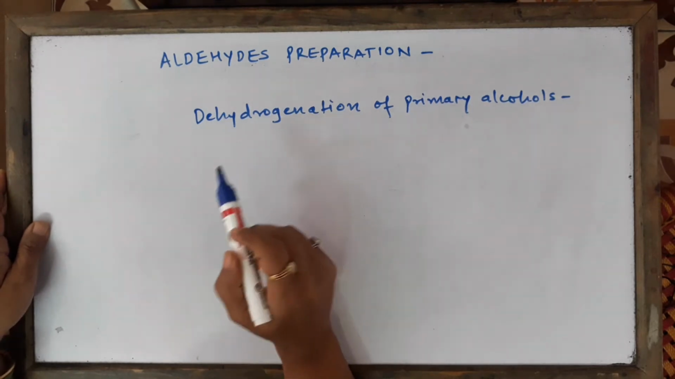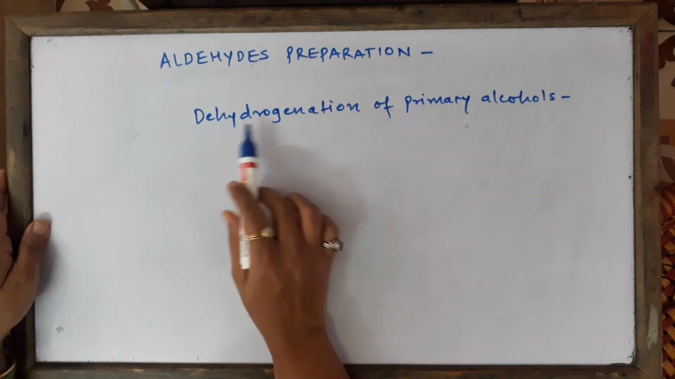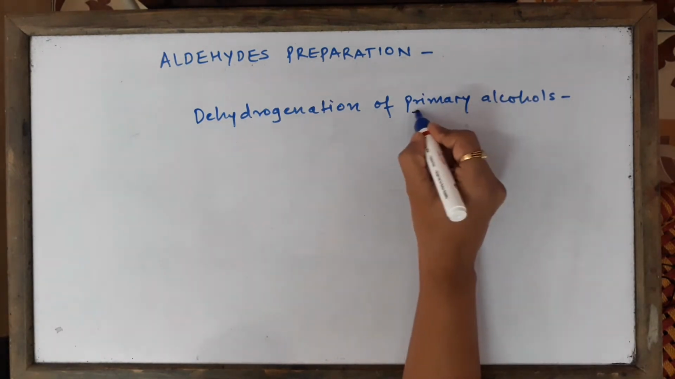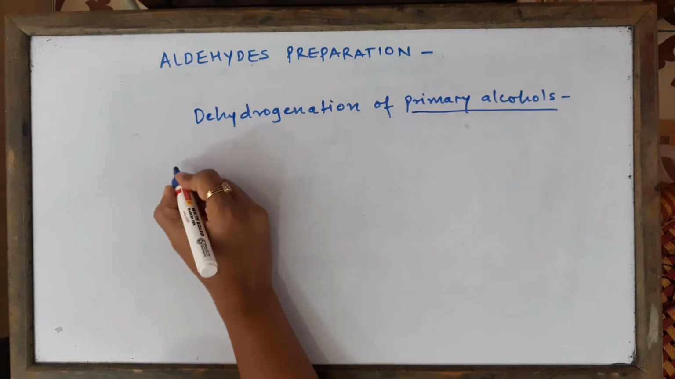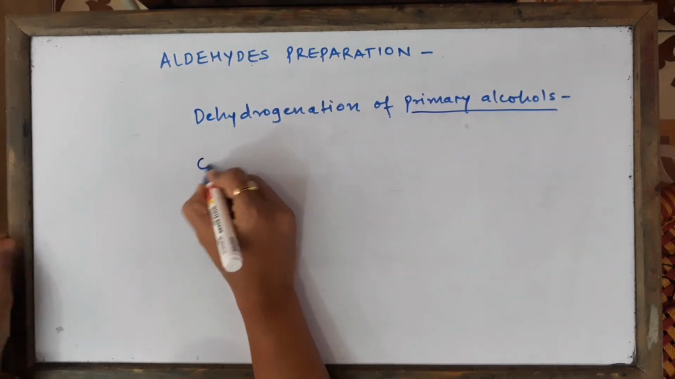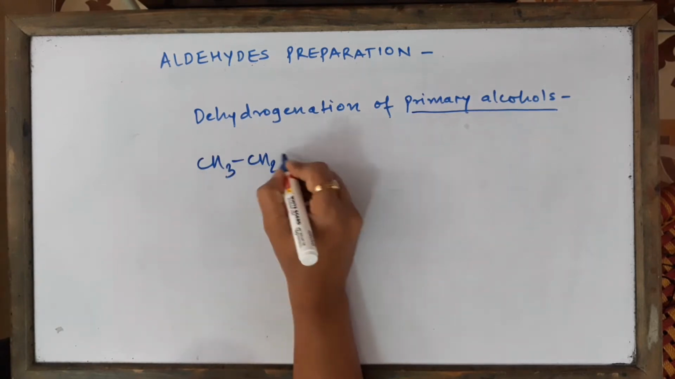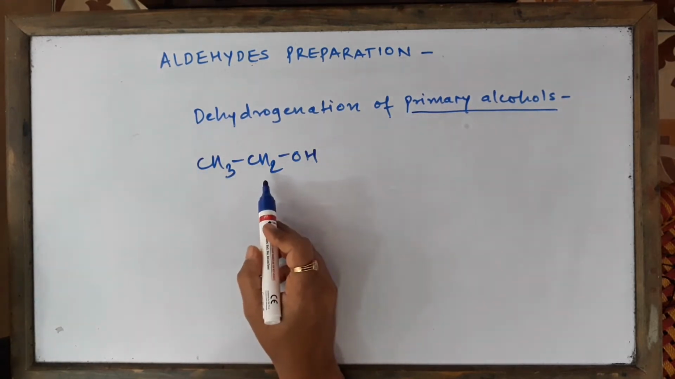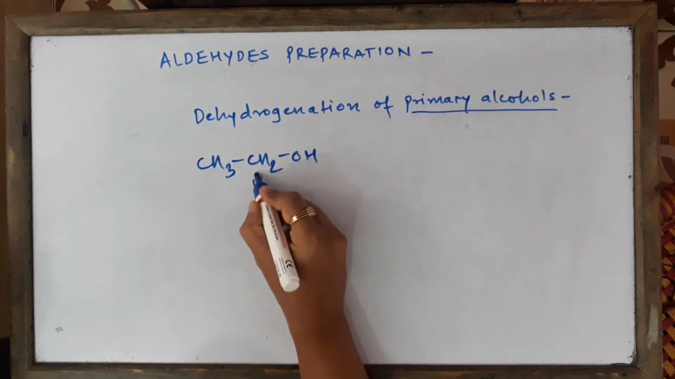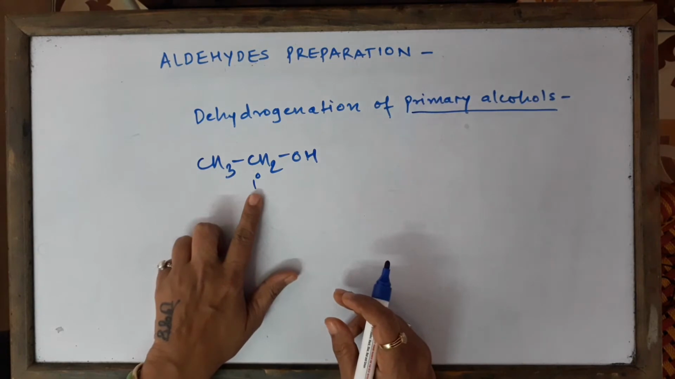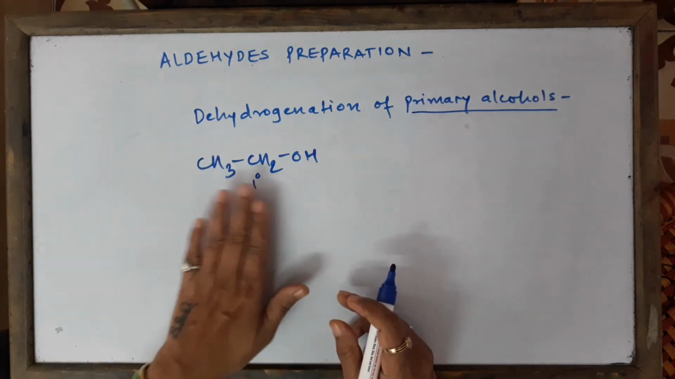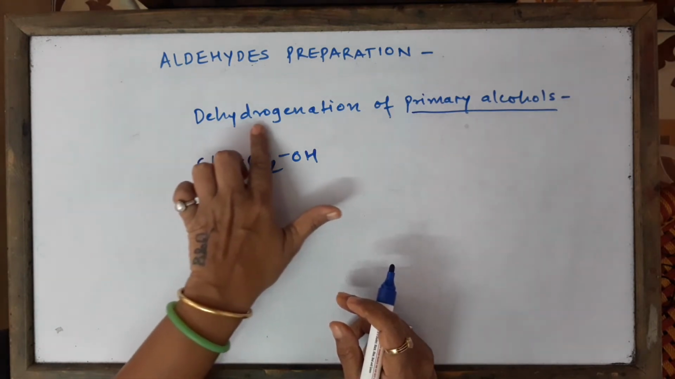So we are going to now see the next method of preparation of aldehydes, dehydrogenation of primary alcohols. As you can see here, primary alcohols, we have already seen what are primary alcohols and how they look like. Primary alcohols look like CH3CH2OH. The primary alcohol is the one in which the OH is directly connected to a primary carbon atom. And we know very well what is a primary carbon atom: the one which is attached to one carbon atom or non-carbon atom. So this is my primary alcohol, and I'm going to do dehydrogenation of it.